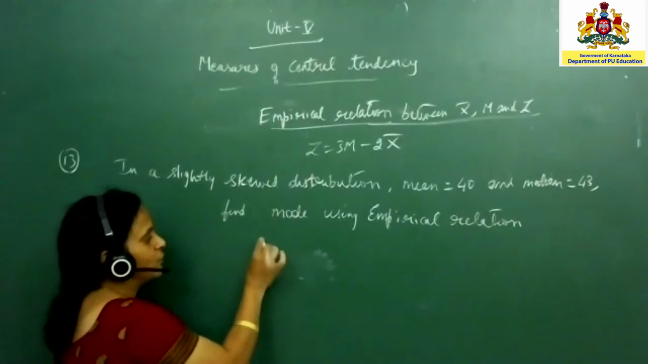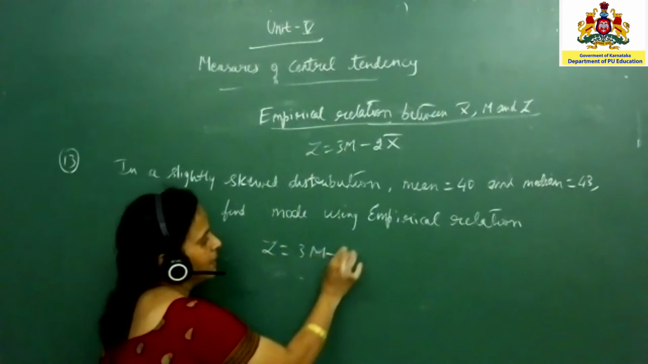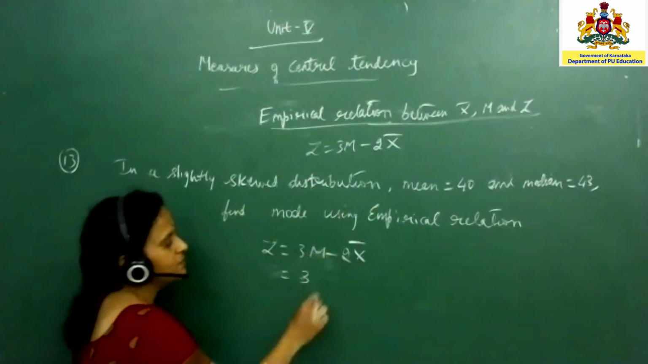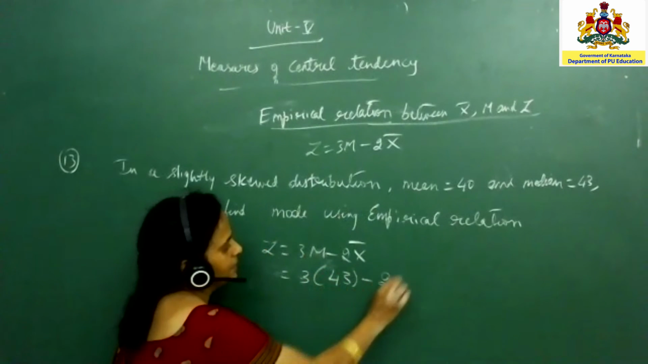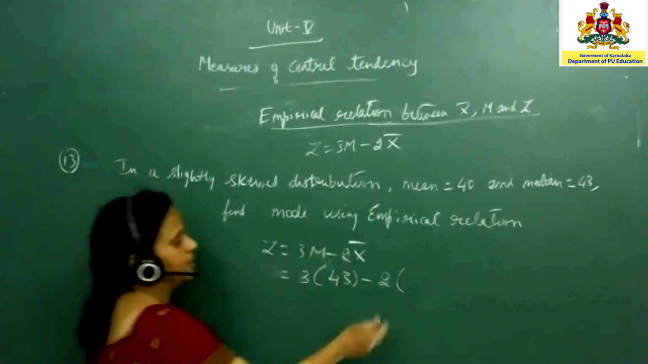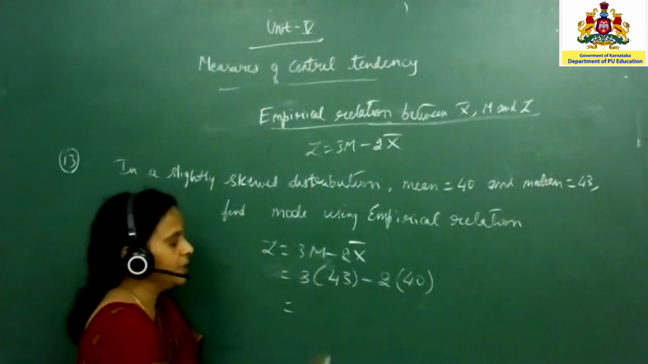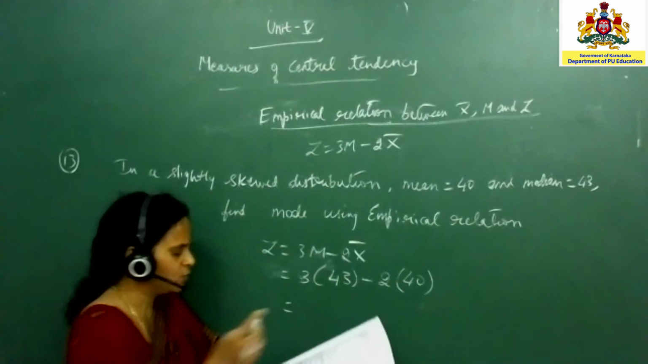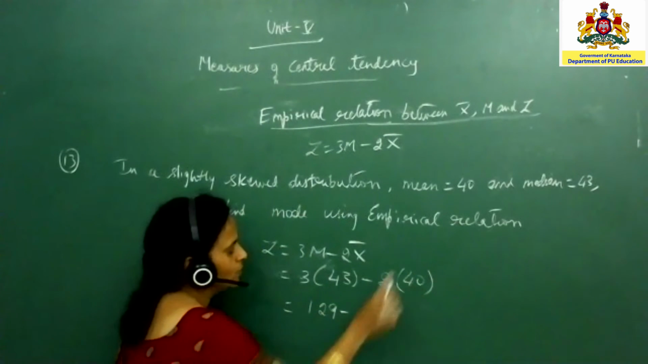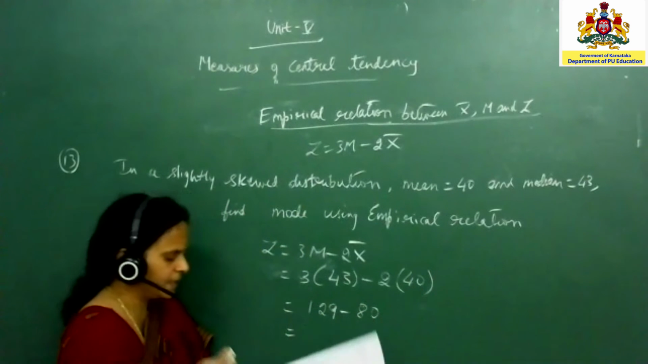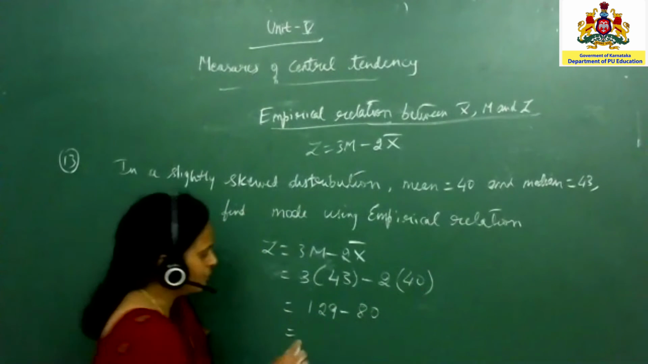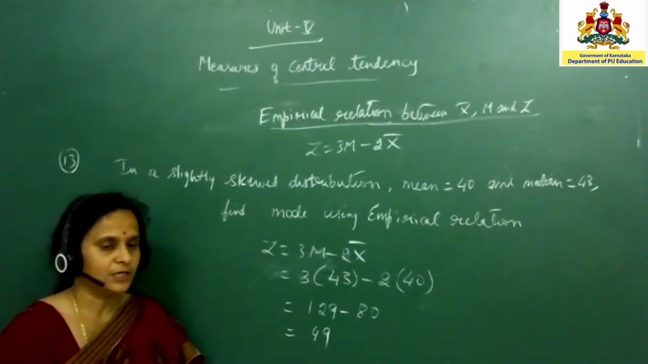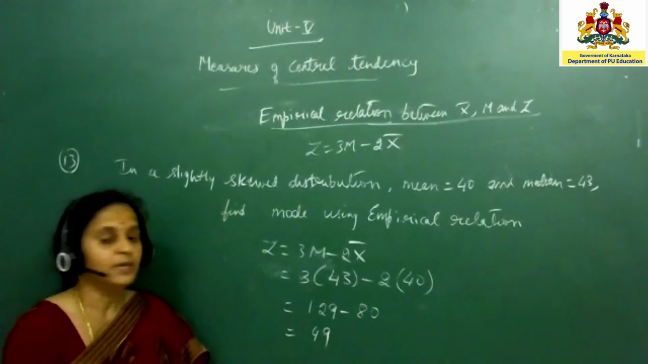I'll just use this formula: Z = 3M - 2x̄. Substituting, 3 times the median, which is 43, minus 2 times the mean, which is 40. So 3 into 43 becomes 129, minus 2 into 40, which is 80. If I subtract, I get 49. So this is the way we can find the mode using the empirical relation when the median and mean are known.